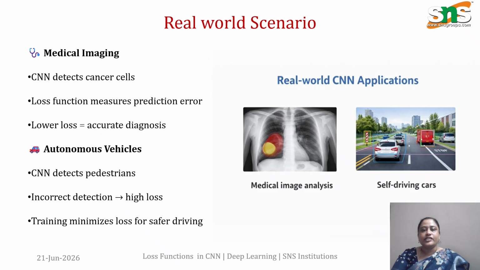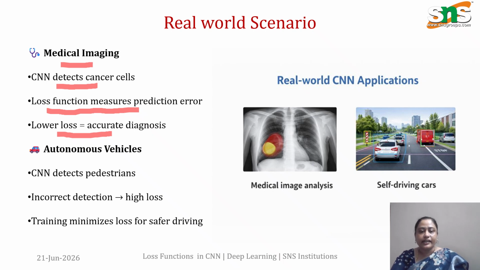Let's see the applications. The first is medical imaging, where CNN models are used, for example, to detect cancer cells. The loss function measures the prediction error. A lower loss means an accurate diagnosis; a higher error means the diagnosis is not accurate. So for medical imaging, the best choice is CNN. The next is autonomous vehicles. If the CNN detects pedestrians incorrectly, there will be a high loss. Imagine the high loss, and the training minimizes the loss for safer driving in autonomous vehicles.